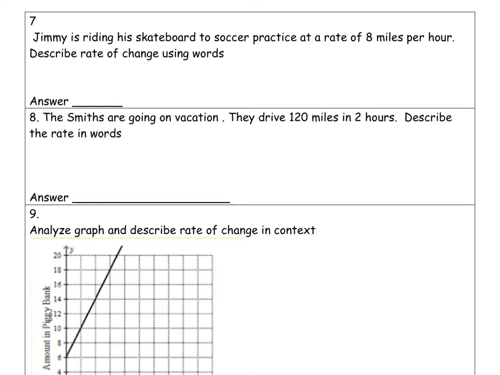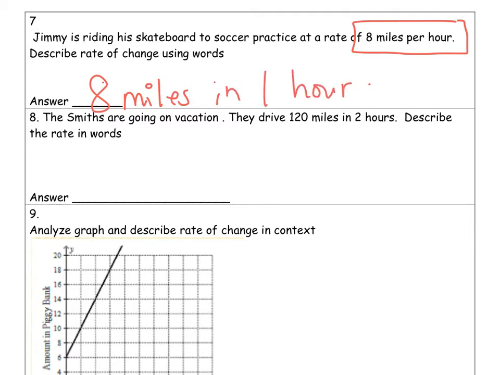Jimmy is riding his skateboard to soccer practice at a rate of 8 miles per hour. Describe the rate of change using words. Well, first off, here is my rate of change. How can I say Jimmy is riding his skateboard to soccer practice at a rate of 8 miles per hour? So 8 miles in 1 hour.